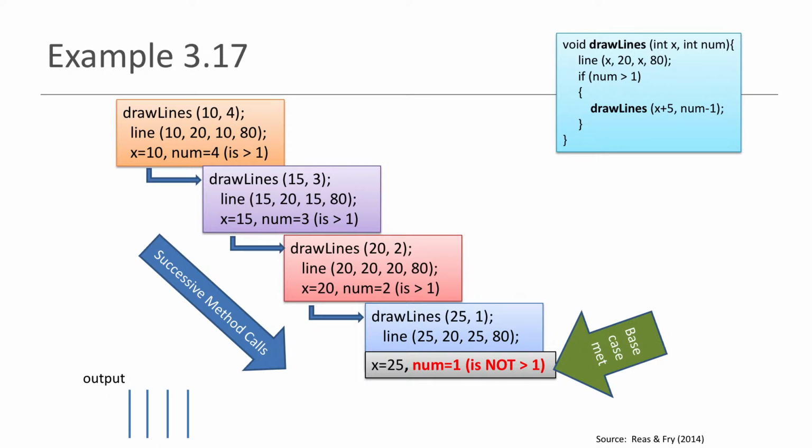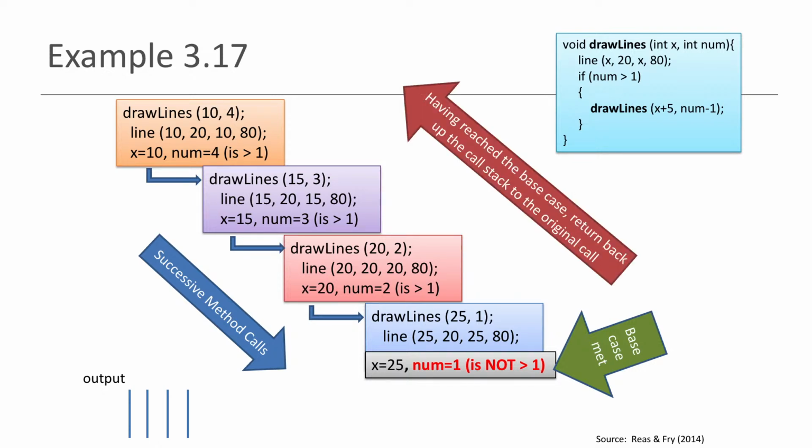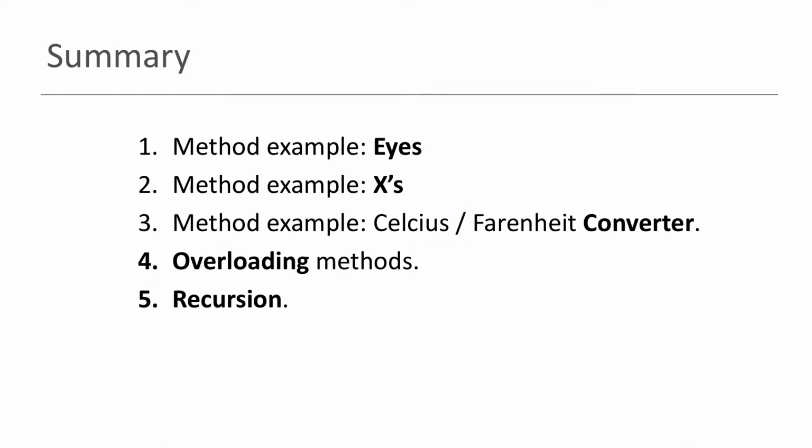So now what happens is we, having reached the base case, return back up the call stack to the original call. So we just basically finish out all our calls. So what I'd ask you to do maybe is to run this example through your debugger tonight. We've shown you how to use the debugger, and that might help you see exactly what's going on. This slide is quite useful as well. Okay. And that is recursion.